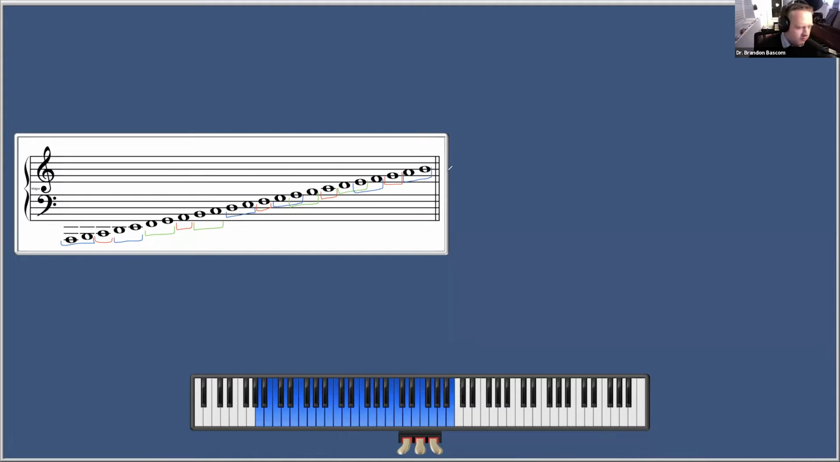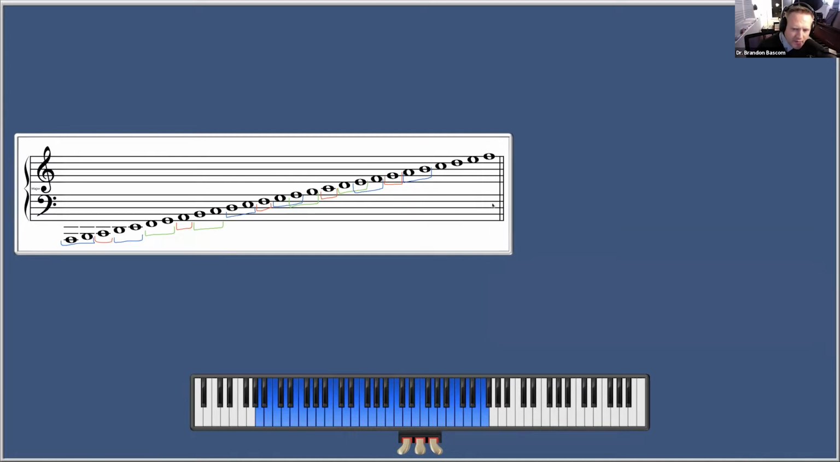My next home note is top space E, which is responsible for the note a step below, which is D. And top space E is responsible for a skip below, which is C. E is responsible for a step above, which is F. And a skip above, which is G. So I'm going to mark my home note there, top space E. And I'm going to mark the two notes that it's responsible for below and the two notes it's responsible for above.